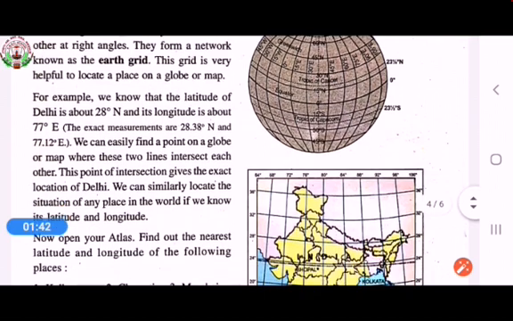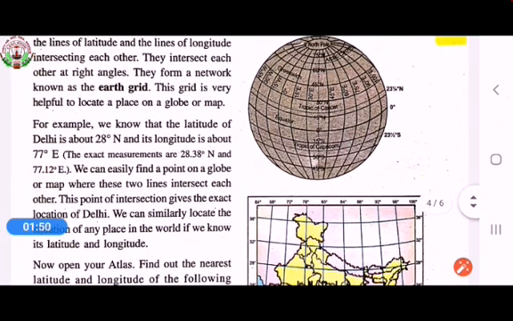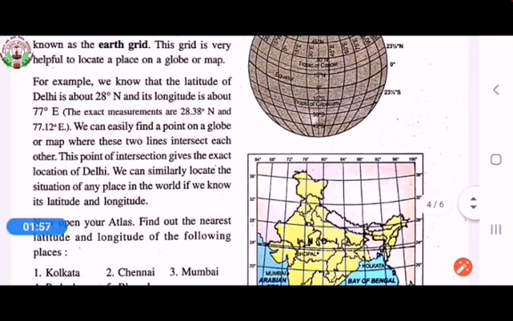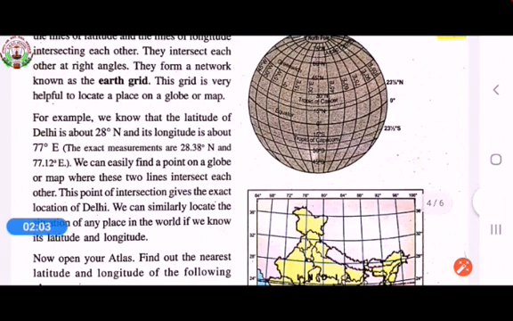We can easily find a point on a globe or map where these two lines intersect each other. This point of intersection gives us the exact location of Delhi. We can similarly locate different places in the world. So now we can see one more example. We have to locate Jaipur on a globe.